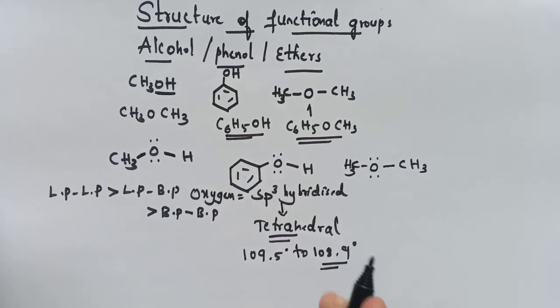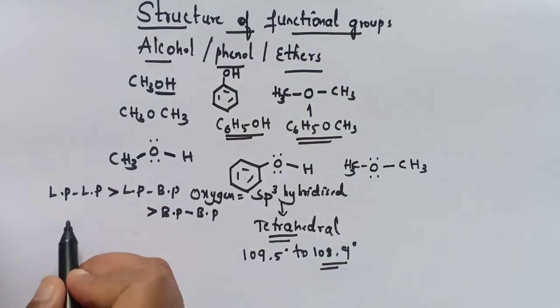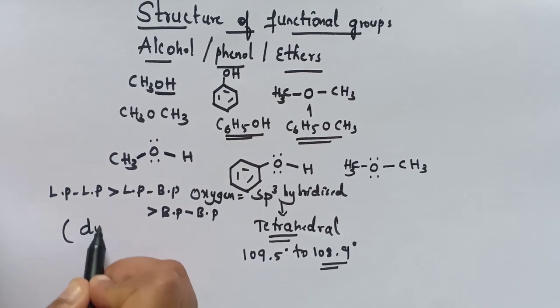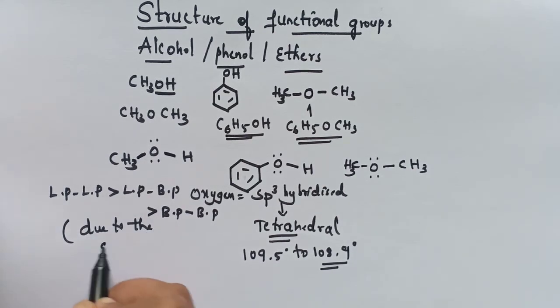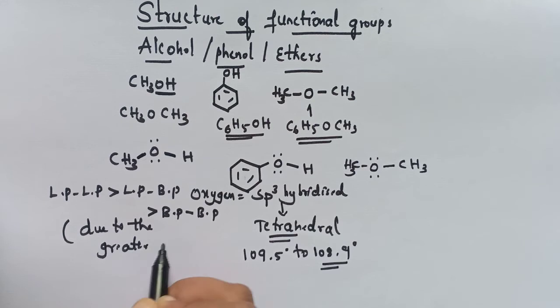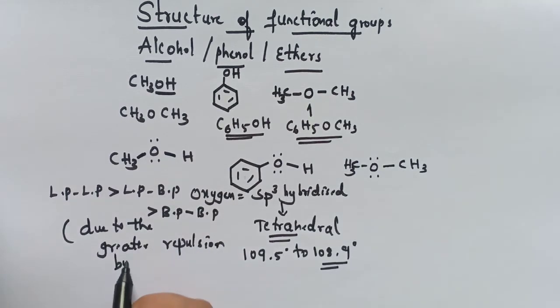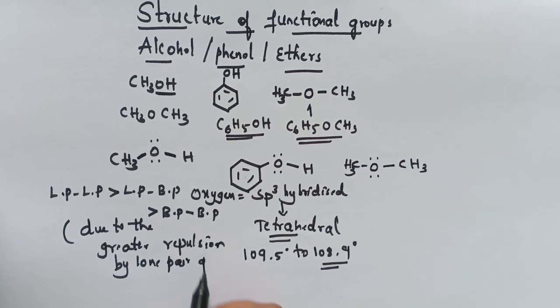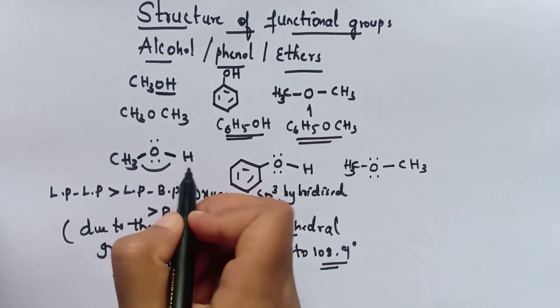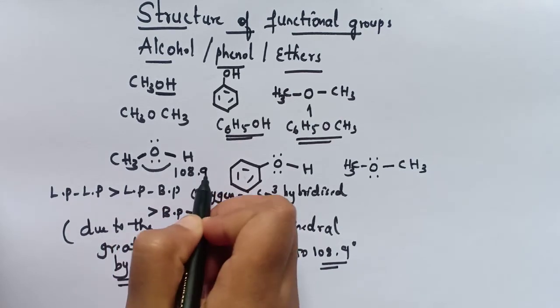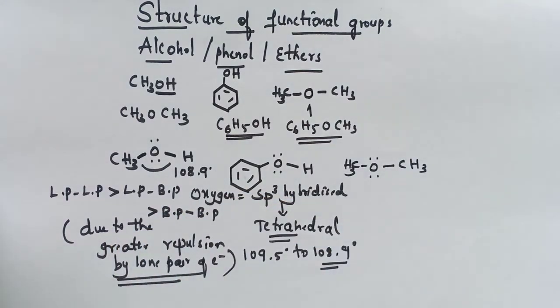So I will write the reason here. Why? Because due to the greater repulsion by lone pairs of electrons, the bond angle decreases in the alcohol. So the bond angle here is 108.9 degrees. Now we have studied the alcohol bond angles and its structure.